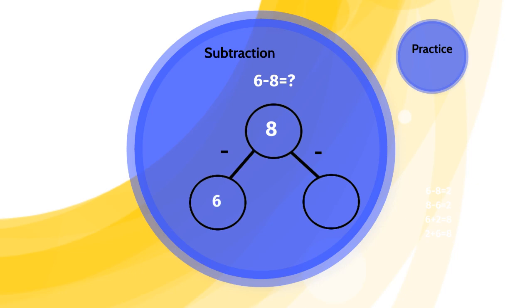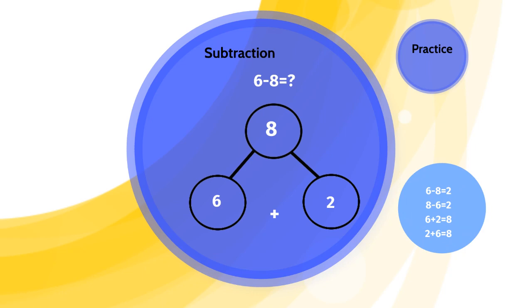And the 6 is going to be my part. Now, 8 minus 6. You can look at it that way, or you can say 6 plus what equals 8. If you said 2, you're correct. Like I said, you can either say 8 minus 6 equals what, or you can say 6 plus 2 equals 8.